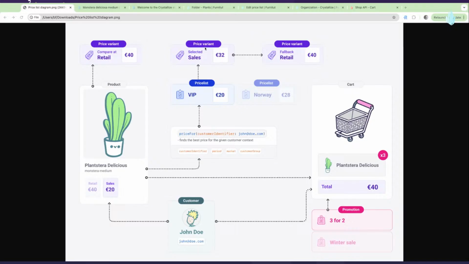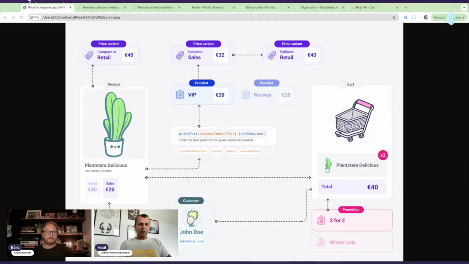And then we have the selected price, which is, okay, what's my price? When I say my, we talk market, right? So the sales price in Norway, for example, or in Germany, would be this particular price variant. In this example, we have used the generic names of retail for the compare at and sales price for the actual market price. And let me clarify here, Bård. These are two price variants that we set in Crystallize, and they're available for each product, where we have the price variant code retail and price variant code sales.